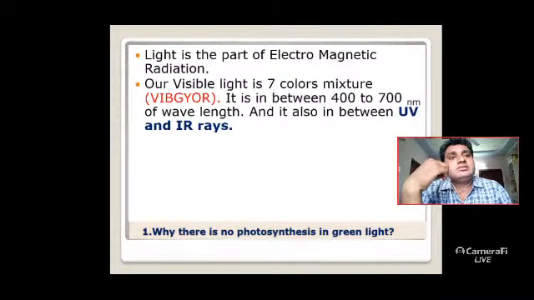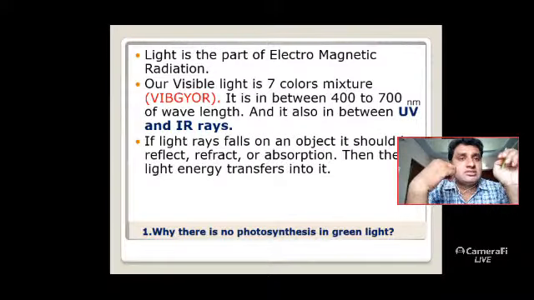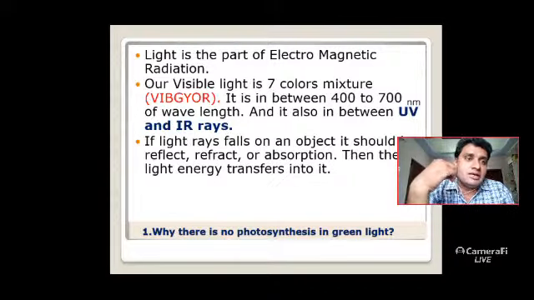If you go for a clear explanation of light rays, there is a basic principle of light in physical science. When light falls on any object, it may be reflected, or refracted, or absorbed. These are the major characteristics of light. Whenever light falls on any object, it is reflected, refracted, or absorbed.